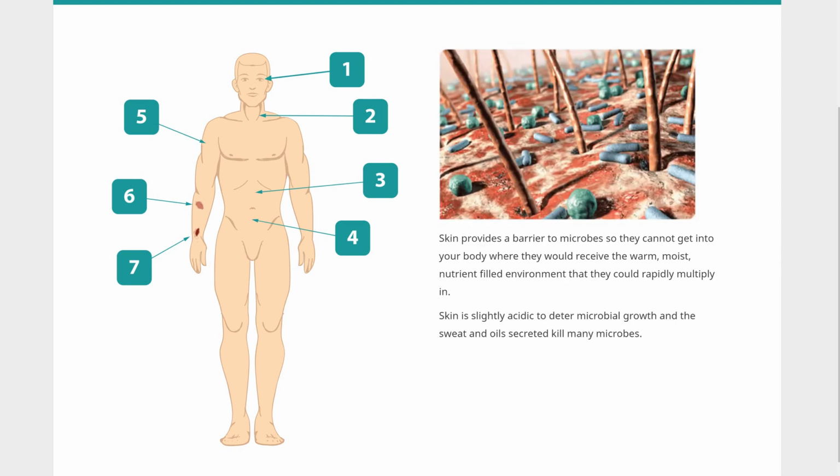Number 5, the skin provides a barrier to microbes so they can't get into your body where they would receive warm, moist, nutrient-filled environments where they can multiply rapidly. Skin is also slightly acidic to deter microbial growth, and the sweat and the oils are antiseptic and they help to kill many microbes. Pause the video to fill that one in.